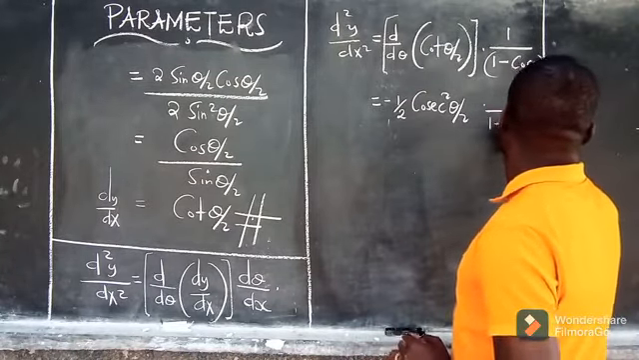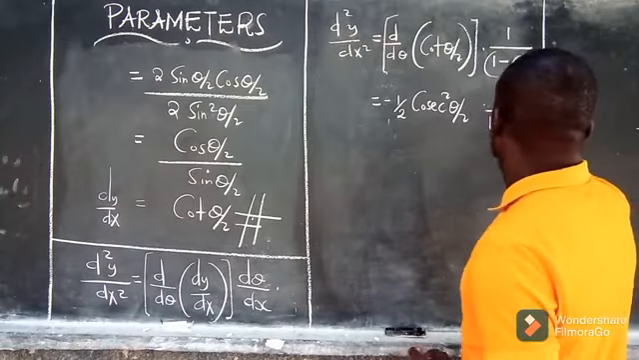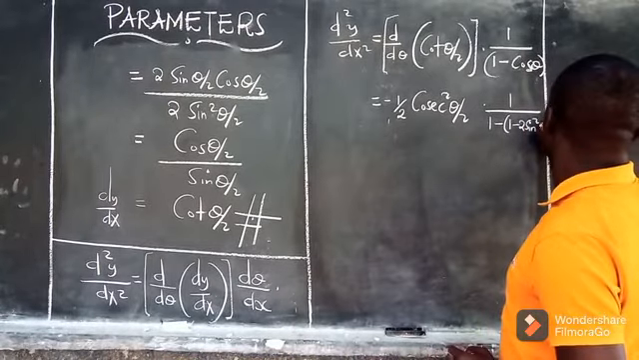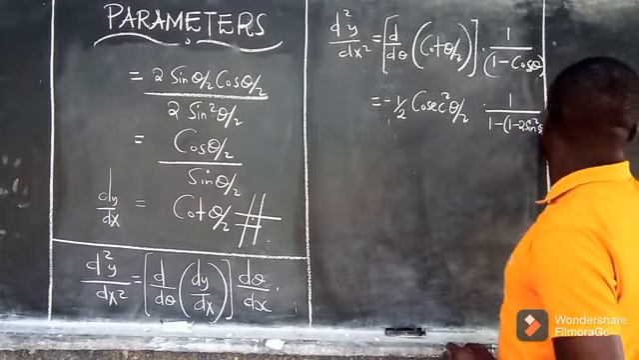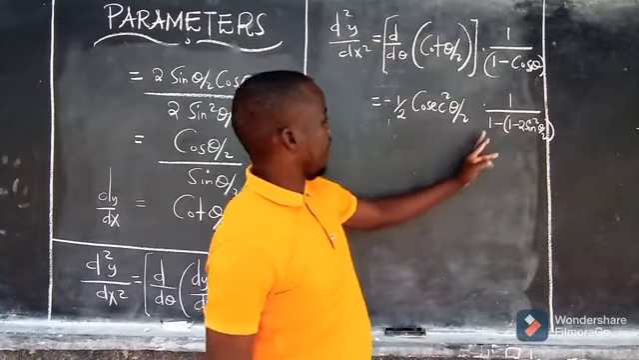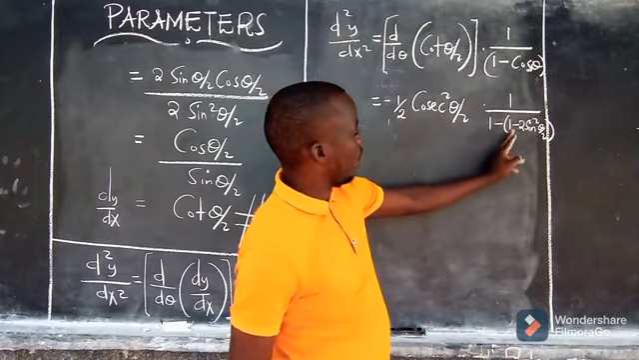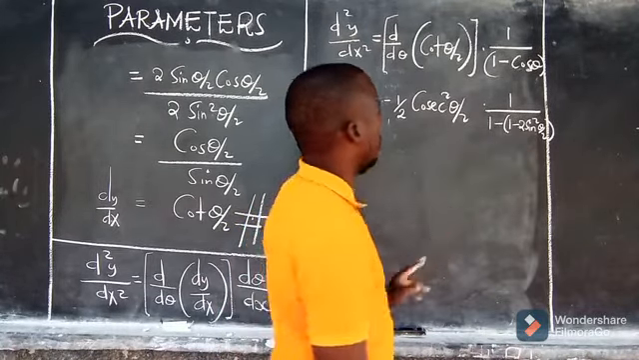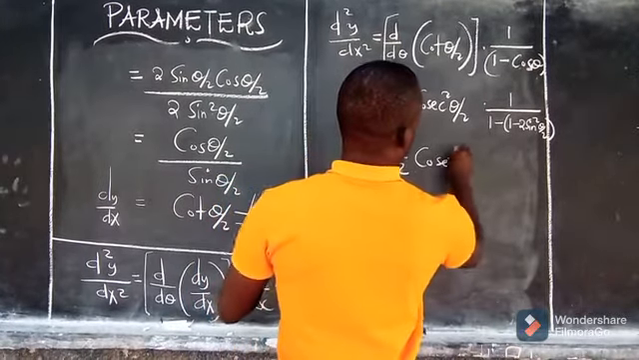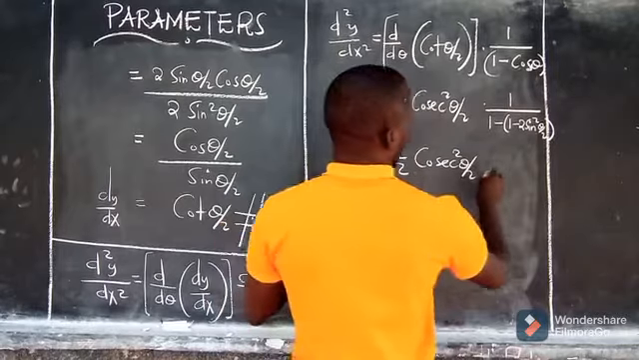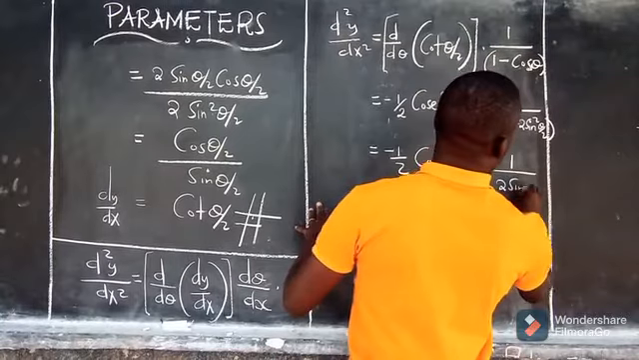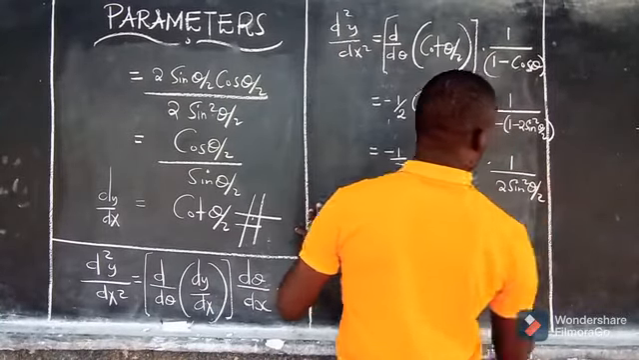We have 1 minus, instead of cos theta, I'm going to say 1 minus 2 sine squared theta out of 2. Then definitely we realize that when we open the brackets, 1 will cancel with 1. The negative and the negative will give us positive 2. So it means I have negative a half cosec squared theta out of 2 times 1 out of 2 sine squared theta out of 2.